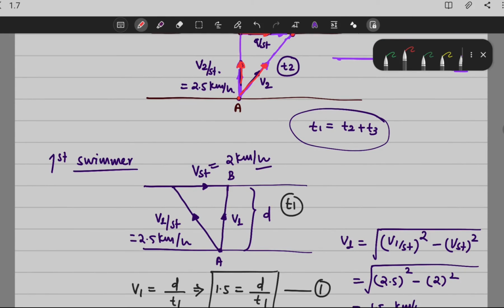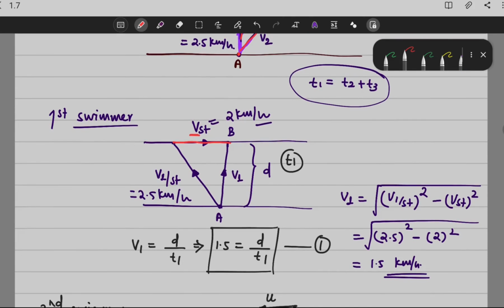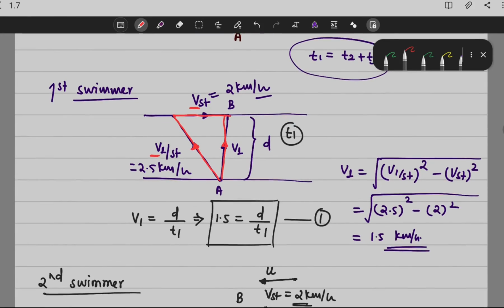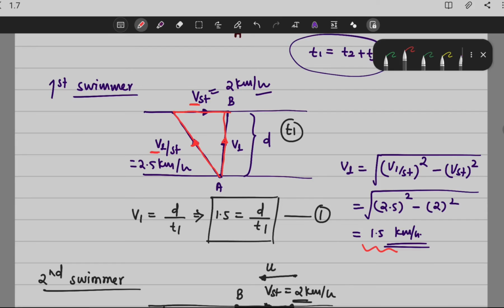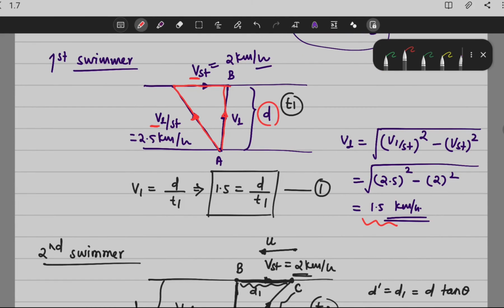Okay, now what we have done, we have drawn the vectors for different velocity vectors. So this is nothing but the stream velocity vector, and this is the velocity with respect to the stream. So this is the velocity of the first swimmer with respect to the stream, and this is the net velocity. Okay, so net velocity we have found out, and we have assumed that this is the distance d. We know that velocity is equal to distance upon time if we have zero acceleration.